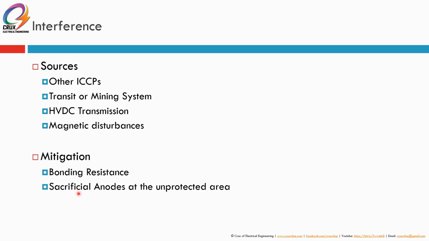The second way is sacrificial anodes at the unprotected area. Okay, and also we can use sacrificial anodes such as zinc ribbon to block any HVDC or interference from the transit or HVDC or magnetic. So basically, between your pipeline and the sources, for example, if you have a nearby HVDC transmission or nearby mining system or nearby transmission line, you can put this zinc ribbon along the way. This zinc ribbon is also a type of sacrificial anode, so it will sort of sacrifice itself and block this interference from these three. For ICCPs, we will use a bonding resistance.